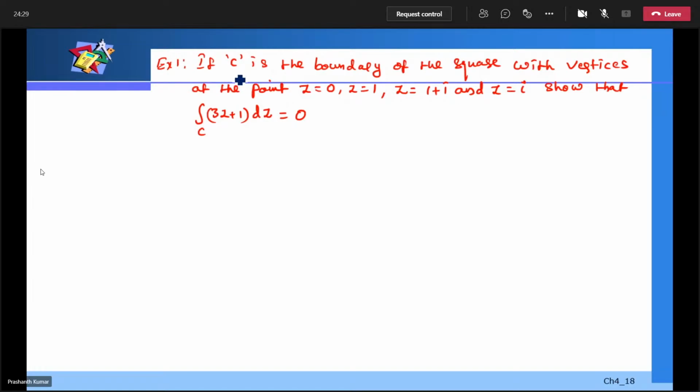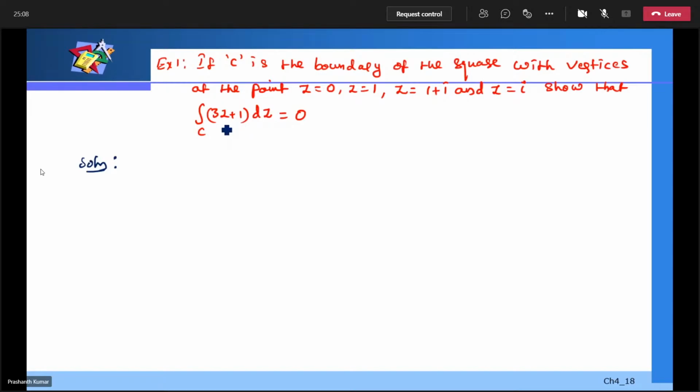If C is the boundary of the square with the vertices, that means C is a closed contour. Definitely C is a closed contour, and we want to show the integral over C of 3z plus 1 dz is equal to 0. Here this function is a polynomial function, and every polynomial function is analytic. Therefore 3z plus 1 is an analytic function. This we already proved in the previous classes. It satisfies the CR equations.